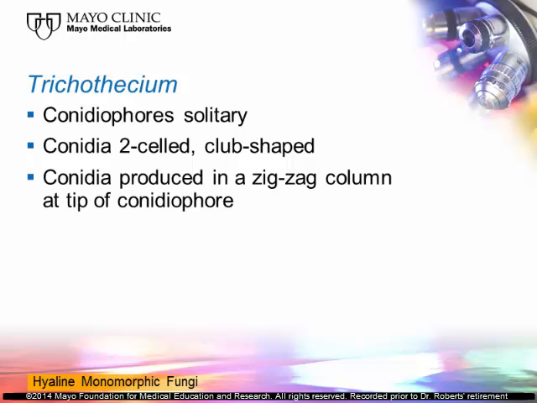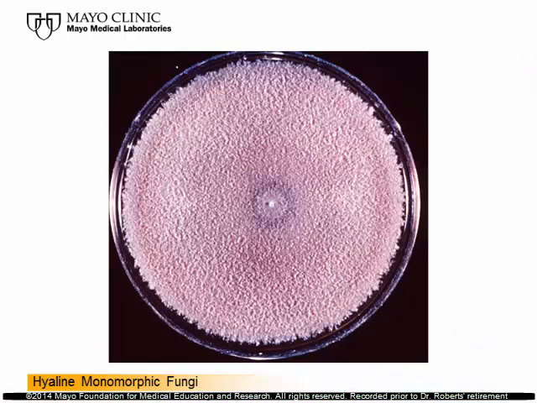It produces conidiophores that are single. It produces conidia that have two cells on them, and that's all. And they're kind of club-shaped. And the conidia, when they're produced, are produced in what we call a zigzag column at the tip of the conidiophore. The next slide shows you the culture, a rose-colored culture.